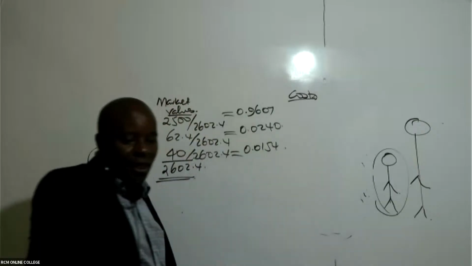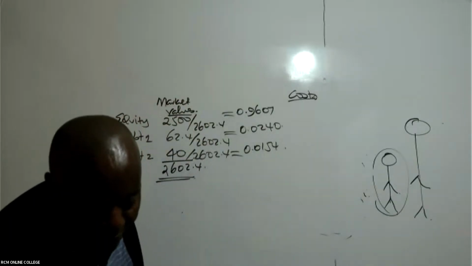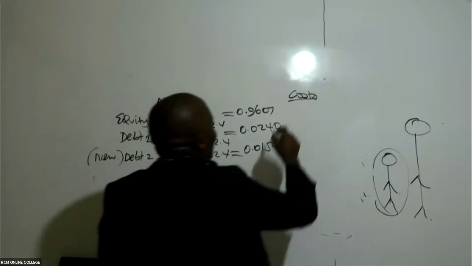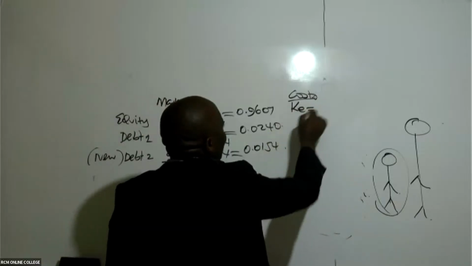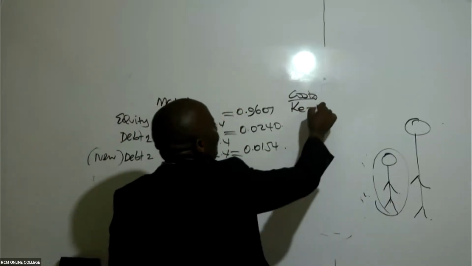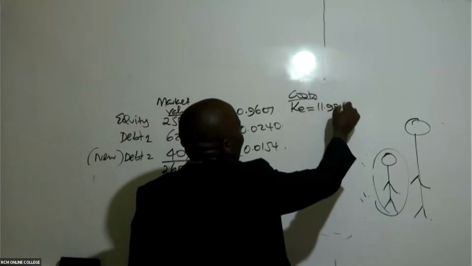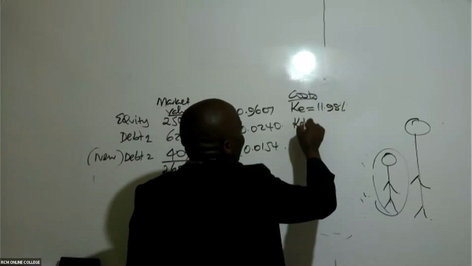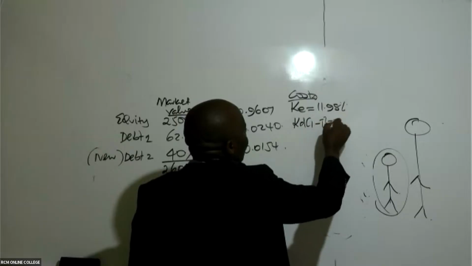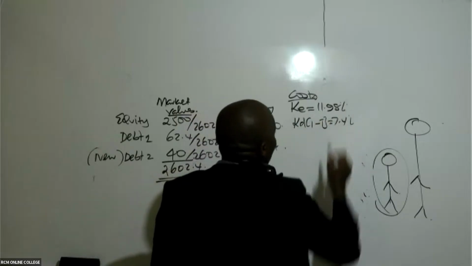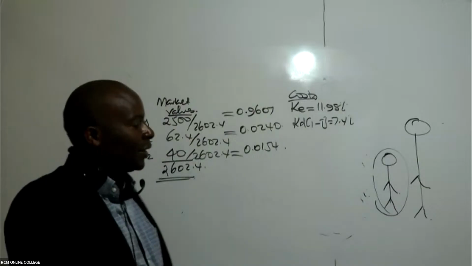Then how about the costs? Are you able to give me the cost of equity? Are you able to remind me the cost of equity you guys had gotten up there? If I remember very well, this was 11.98%. We had KD after tax. Was this 7.4%? Let's check. Was it 7.4 or just 7?